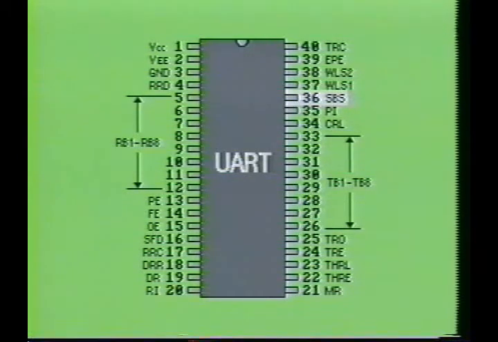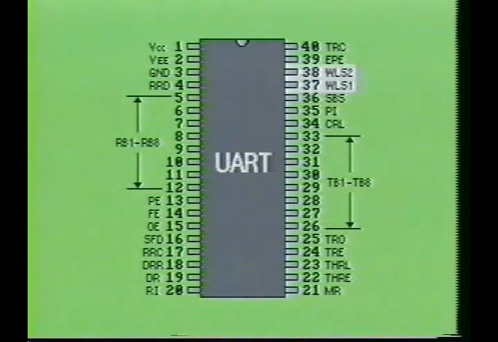Pin 36 is labeled SBS. It is the stop bit select pin. The UART can be programmed for the number of stop bits to be added to the data word output. A high on this pin will cause the IC to generate 2 stop bits if the data word length is 6, 7, or 8 bits long. A low on this pin will cause the IC to generate only 1 stop bit.